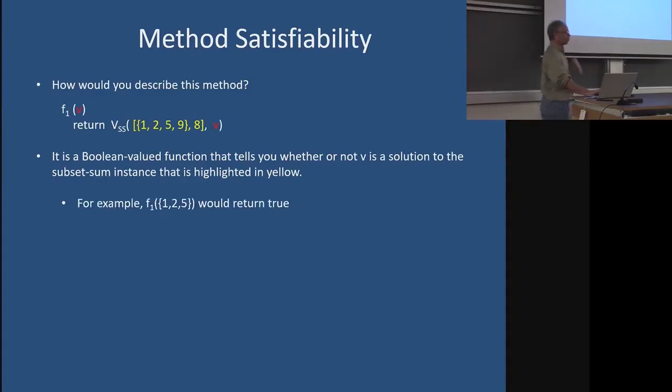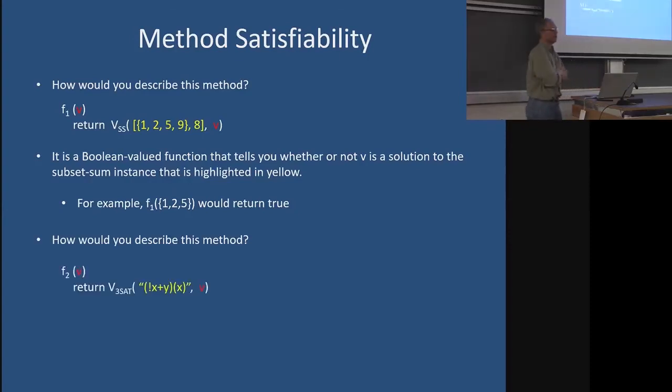All right? I'll back up and come back to that. So if you feed F1 the set 1, 2, 5, it should return true, right? Because 1, 2, 5 is a subset of 1, 2, 5, 9, and 1, 2, 5 adds up to 8, which is the goal. Okay? How would you describe that method right there?